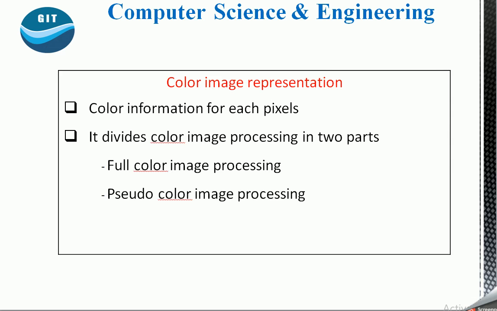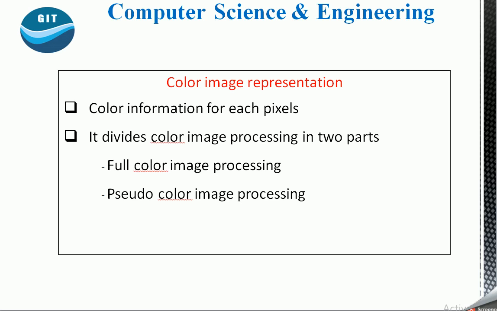And the last topic is color image representation. A color image representation is a digital image that includes color information for each pixel. A color image has three values per pixel, namely red, green, blue, and they measure the intensity and prominence of light. We can divide color image processing into two parts. First one is full color image processing and second is pseudo color image processing.